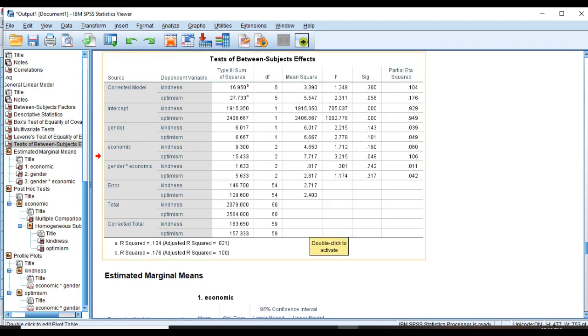And in the next table, we have tests of between subjects effects. We were looking for significant findings here. If you look at economic and each of kindness and optimism for that, we have a statistically significant result for optimism with a p-value of 0.048, which is less than 0.05. And for gender, we have the same interpretation that we just did in the previous table. So move on to the next tables.